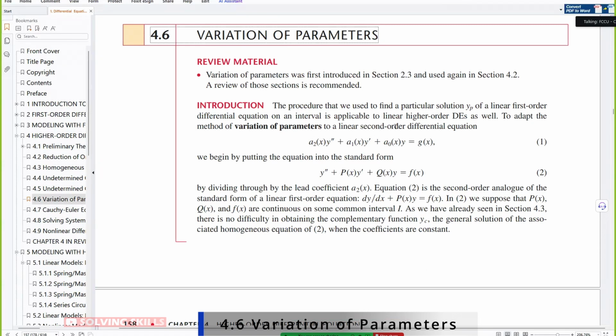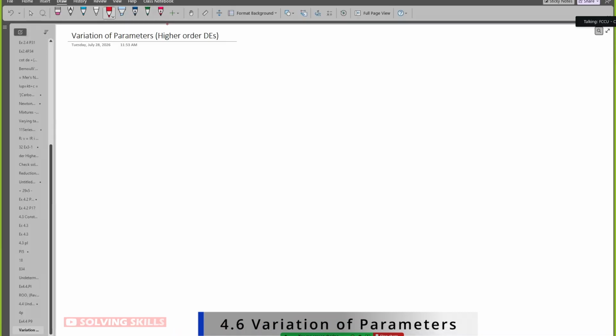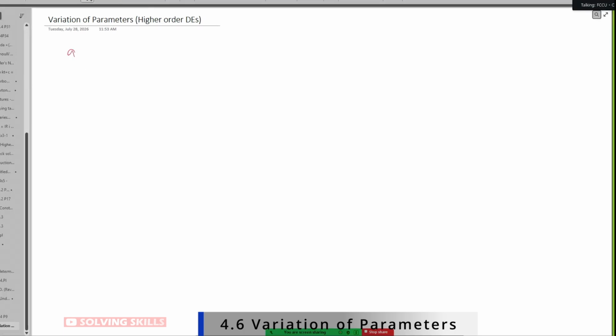So the first part is that you will be given a differential equation like this, with a coefficient a2 of x. So a2 of x y double prime plus a1 of x y prime plus a0 of x y equal to 0. Then you will convert it to the standard form. So this will be the first requirement in this method.